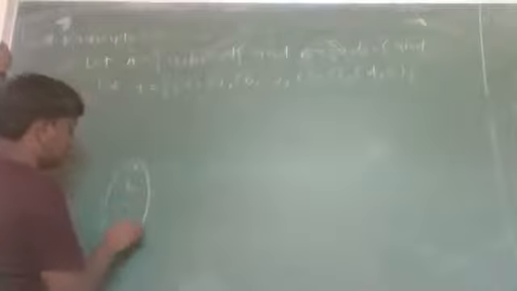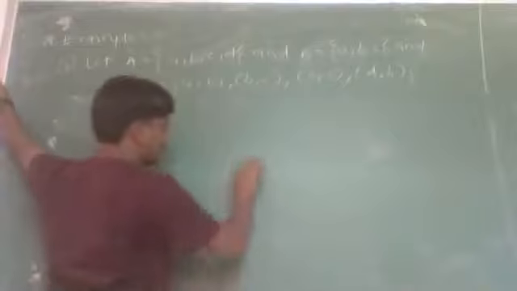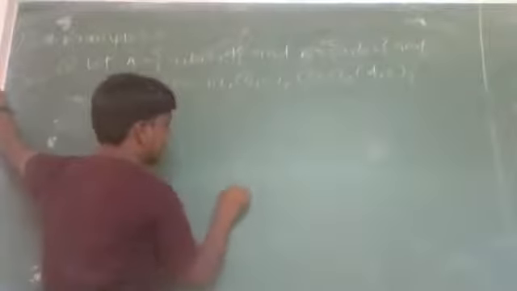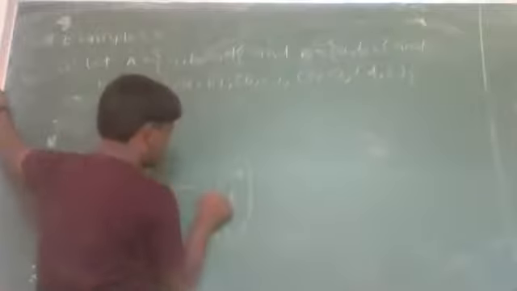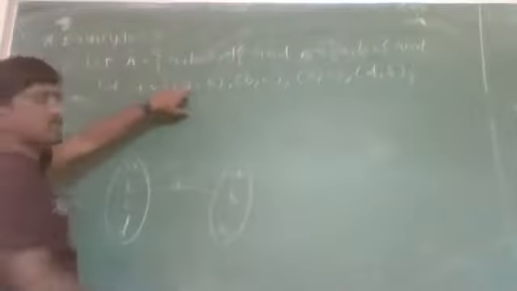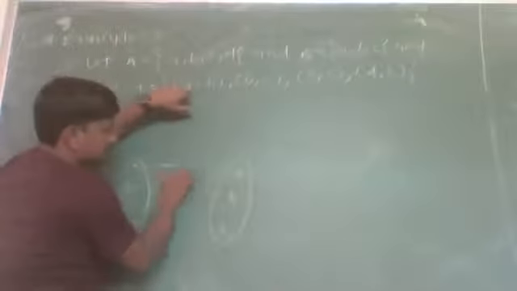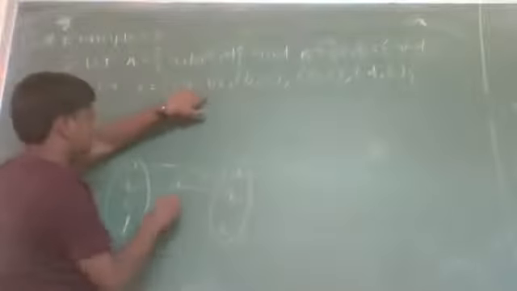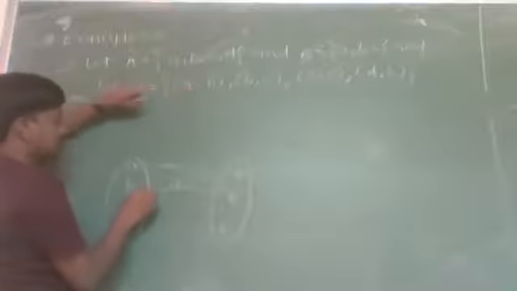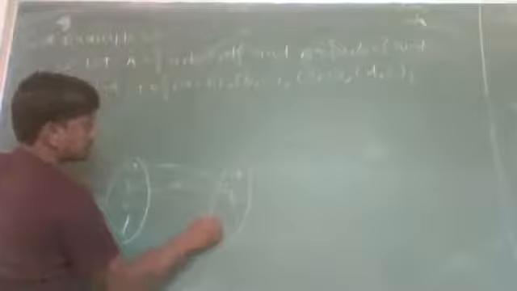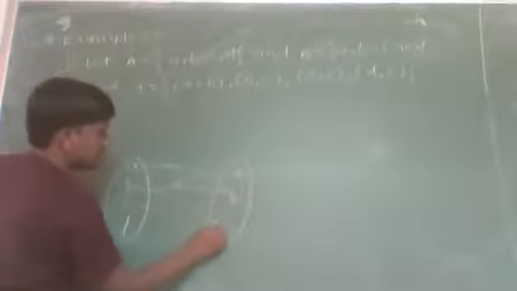Here also draw one diagram. Set A has A, B, C, D. And set B contains three elements A, B, C, and this one is the mapping f. So element A has an image B. Element B has image C. Element C has image C, and element D has image B.